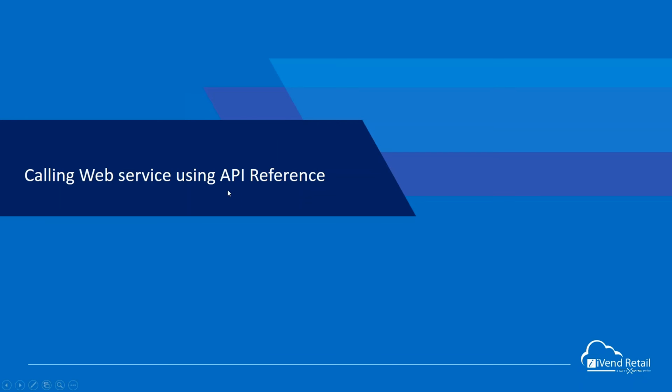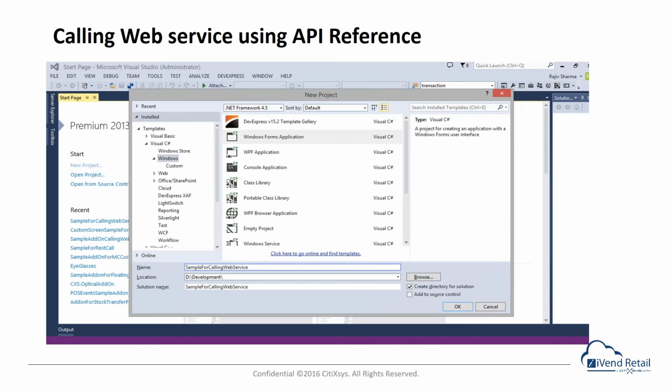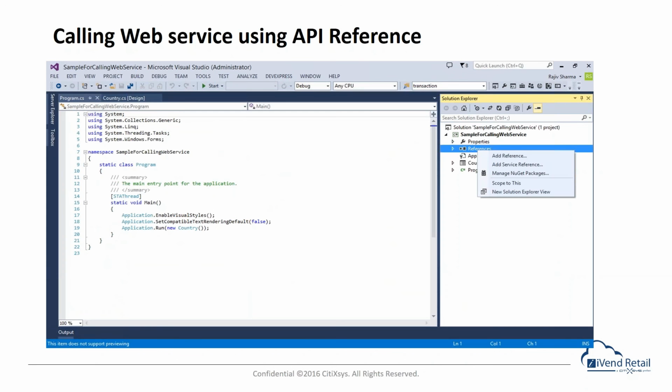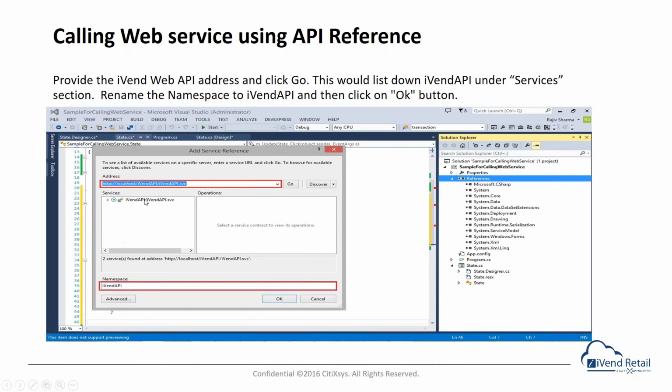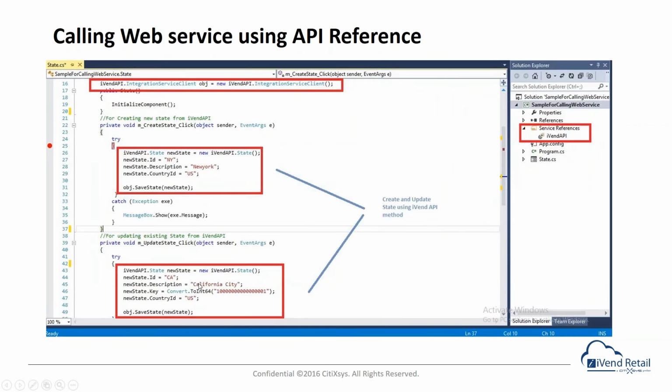Next is calling a web service using API reference, which is as simple as a SOAP call using the web API as a service reference. You can add iVend API as a service reference in your Visual Studio project and consume the methods. So here I am creating a simple Windows Forms application where I am going to add iVend API as a service reference. I have provided the service path where my service has been hosted, and it has identified the endpoint, and on click of OK, I get the iVend API as a service reference.